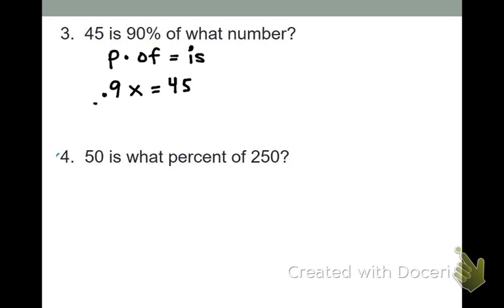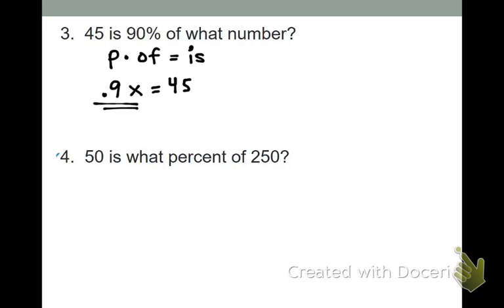If your goal is to get X by itself, what's not letting X be by itself? 9. Not 9. What's it say? 9. Oh, 0.9. What's this say right here? 0.9. Okay, 0.9 is so different than 9. It's a difference between if you had money, 90 cents or $9. So one tiny decimal makes a big, big difference, okay?